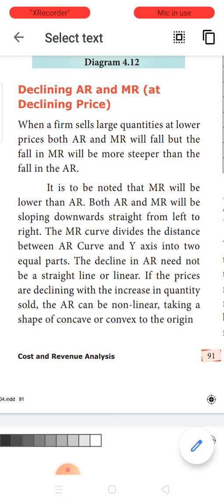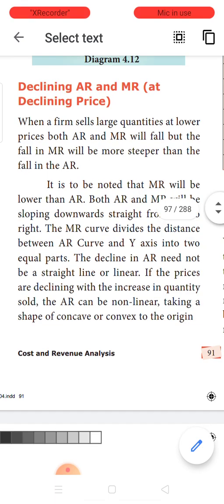Now, this is all with respect to the relationship between AR and MR. This is an important 5-mark answer. When you write this 5-mark answer, you need to give the explanation, table followed by graph. Again, declining AR, MR, explanation, table and graph.